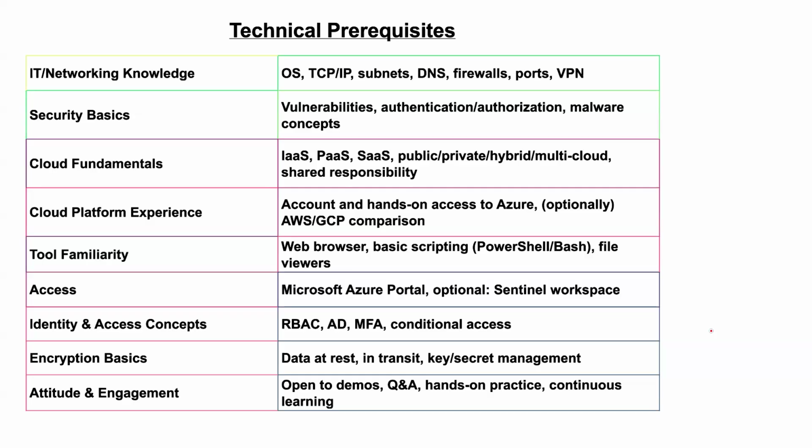Okay. The first thing is OS, operating system. You may be knowing it. Obviously, many of them know. Then we have TCP and IP. We have subnets, which come with the networking part, DNS, firewalls, ports and VPNs. These are all the networking knowledge that you should know in the beginning itself, because we cannot keep on explaining all this. These are all the basic things.